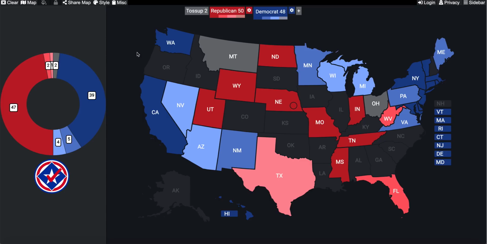So Jacky Rosen on track to win there, Ruben Gallego on track to win there, Baldwin, Slotkin, or Pugh, whoever it might be, Casey in Pennsylvania, Kaine in Virginia. These are states where we generally know how they're going to go, or we've already made an estimation as to how they're going to go. So 2 remaining toss-up states, Montana and Ohio.